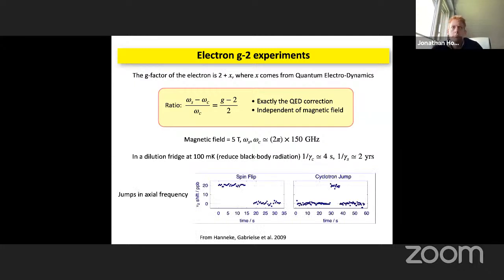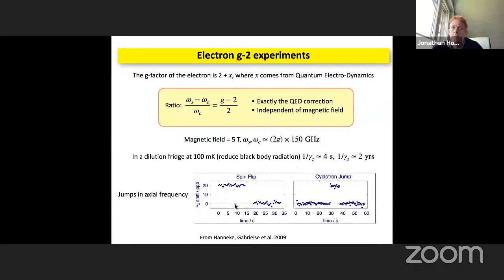And just to show you measurements of that, I'll come back to how this is measured. It's about jumps in the axial frequency, actually. The way these measurements are set up, if the spin changes its orientation, or if the cyclotron motion changes, you will see a change in the axial frequency, which is the measurement parameter. It's a quantum non-demolition measurement, so you can watch quanta jump in and out of these types of motion in situ. And here you're just seeing that sort of measurement.